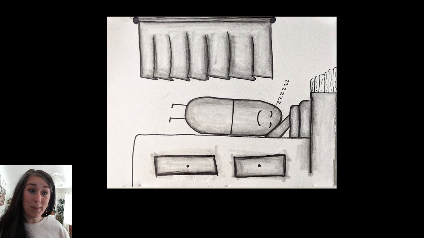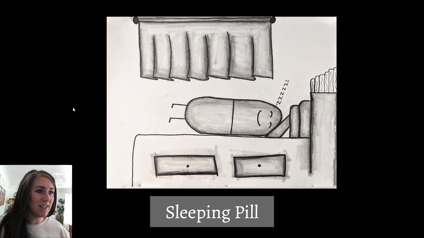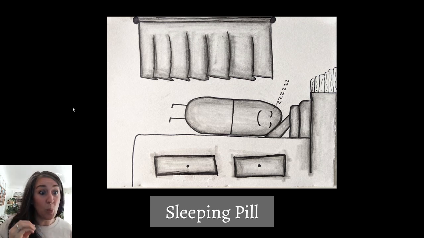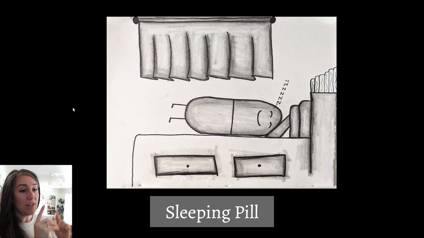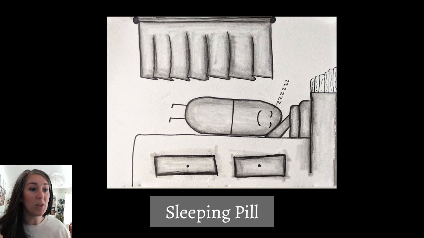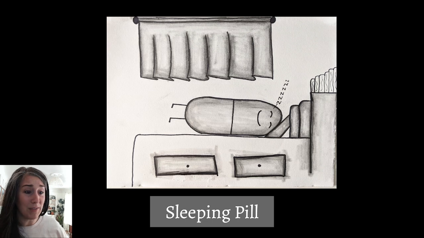So, first and foremost, let me get you the answer. The answer is sleeping pill. Now let's talk about how we could have made this more obvious. First off, I would have made the bed more simple. I get that some beds have the drawers and stuff like that, but let's make it a very basic bed so we know it's a bed and not curious if it's something else.